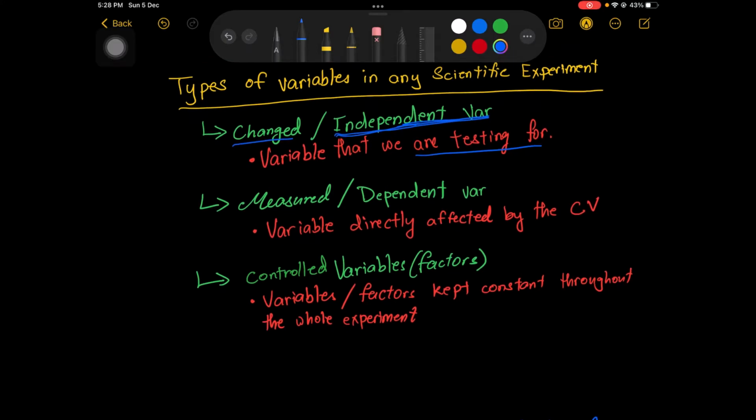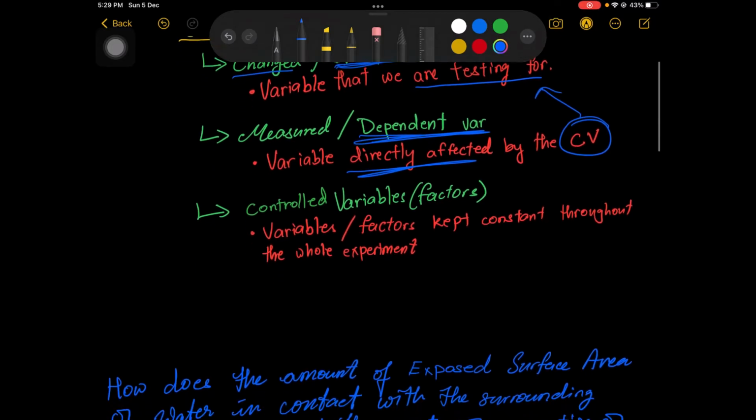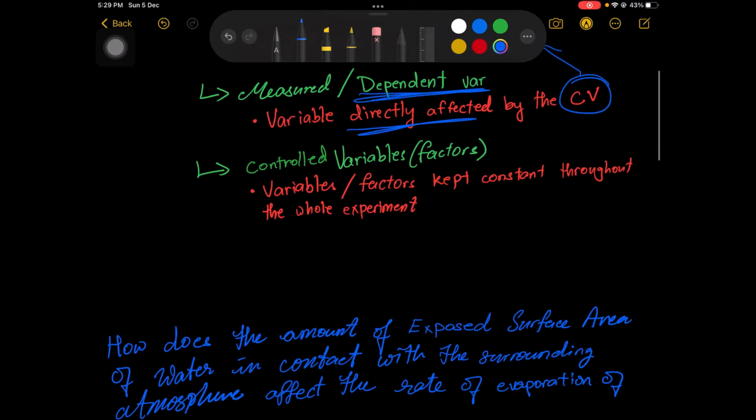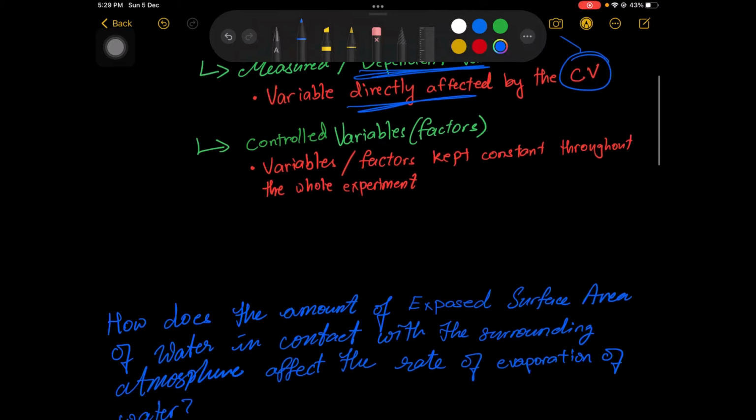And the second type of variable we have is measured variables, also known as dependent variables. Now these are the variables which are directly affected by the changed variables, and as the name suggests, dependent variable, they are dependent on the independent variable. I'll explain that in a while as well. And the last type of variable we have is controlled variables or factors. Now these are those variables or factors which are kept constant throughout the whole experiment.